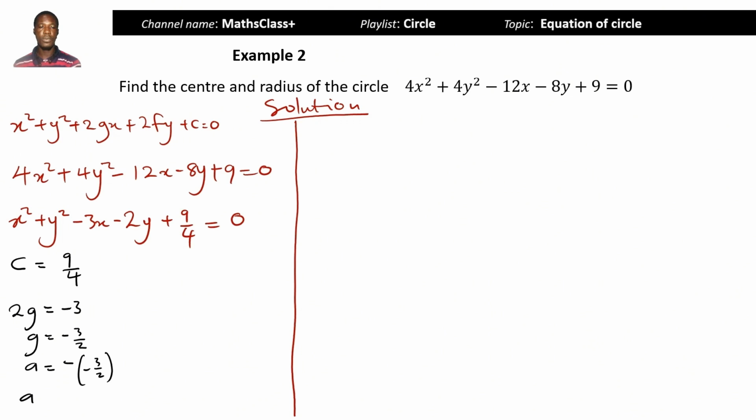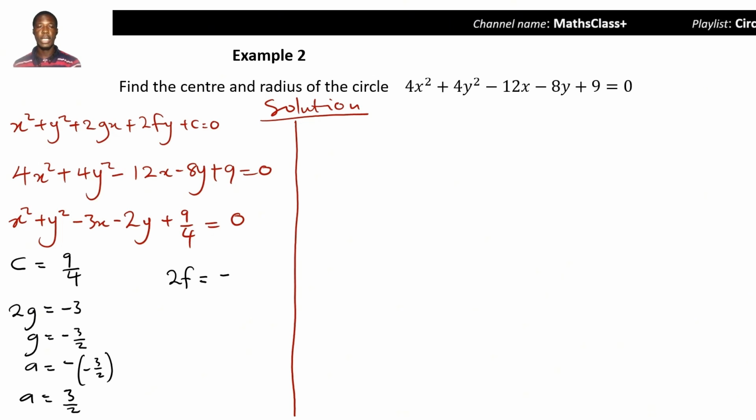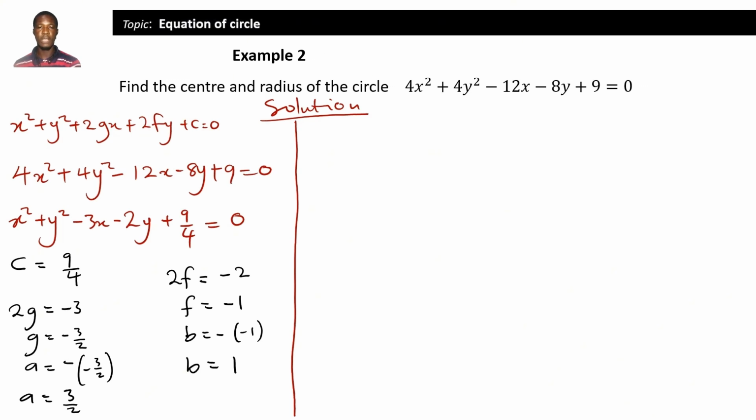That is, A will be equal to positive 3 over 2. Then F. So 2F will also be equal to negative 2. F will be equal to negative 1. And as we remember, F is equal to negative B. So B will be equal to negative 1. So B here will be equal to positive 1. So with this, the center of the circle will be 3 over 2 and 1.